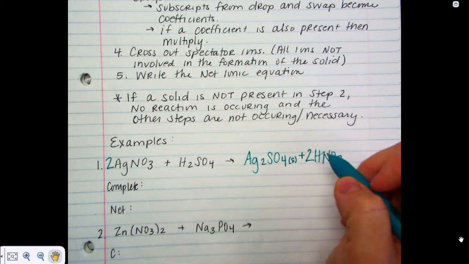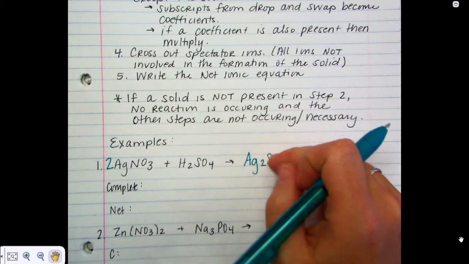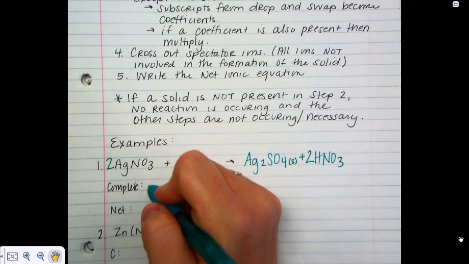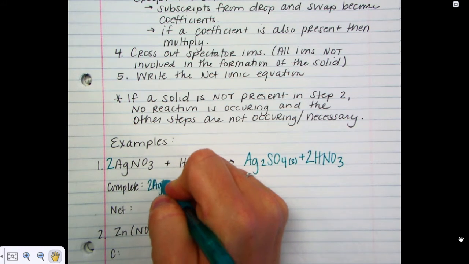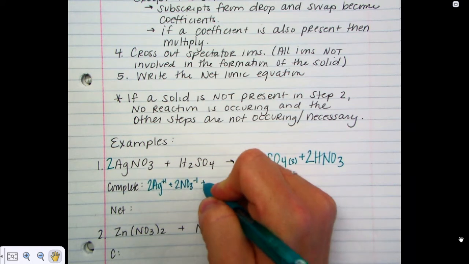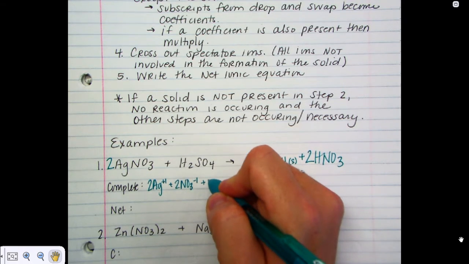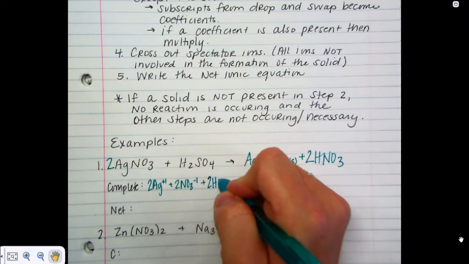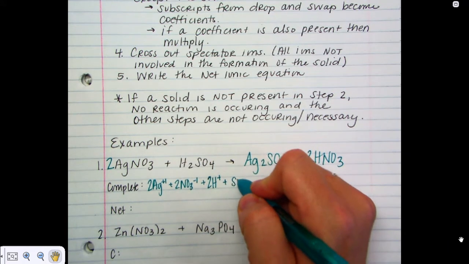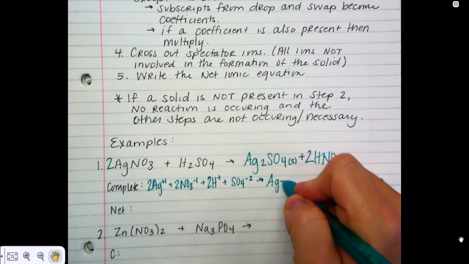So now I'm going to take apart everything into its ions with the exception of this solid. All right. So I have a coefficient here. That means that coefficient applies to both parts. So I'm going to have 2 Ag +1 plus 2 NO3 -1 plus I have a subscript on the H. It's a single element. It's not a diatomic. It's there for a drop and swap. So I have 2H plus the SO4. Remember, that is the polyatomic. So that goes together. SO4 -2, arrow. My solid stays together.